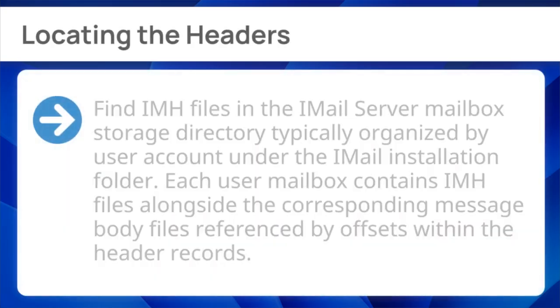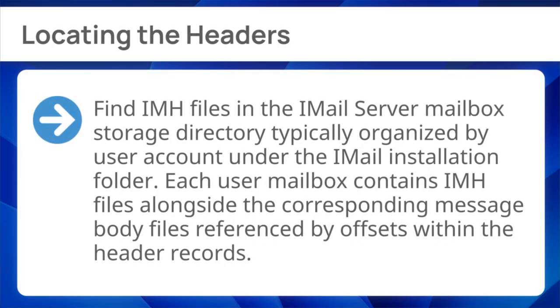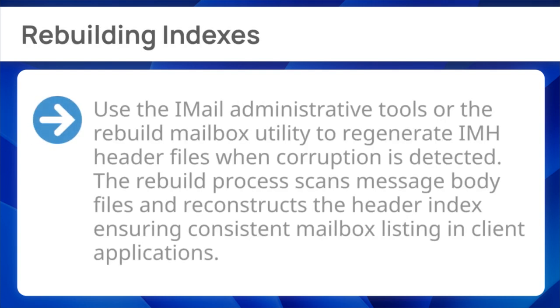First, locating the headers. Find IMH files in the IMail Server mailbox storage directory, typically organized by user account under the iMail installation folder. Each user mailbox contains IMH files alongside the corresponding message body files referenced by offsets within the header records. Next, rebuilding indexes.